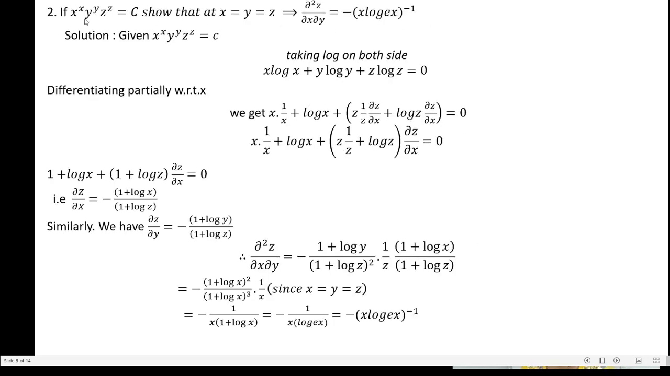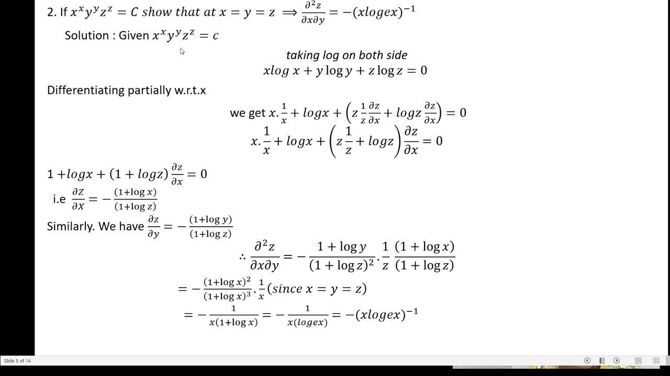Next, if x to the power of x, y to the power of y, z to the power of z is equal to c, show that at x is equal to y is equal to z, del square z by del x del y is equal to minus of x into log ex to the power of minus 1.